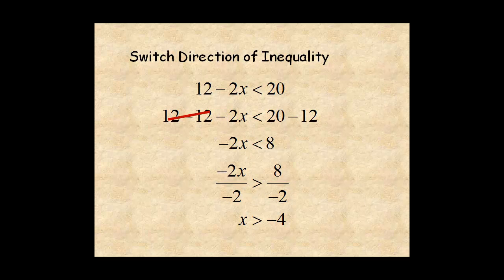When you solve inequalities, sometimes you need to switch the direction of the inequality symbol. In this example, when you divide both sides by -2, you have to switch the inequality from less than to greater than. The reason for the switch is easy to understand.